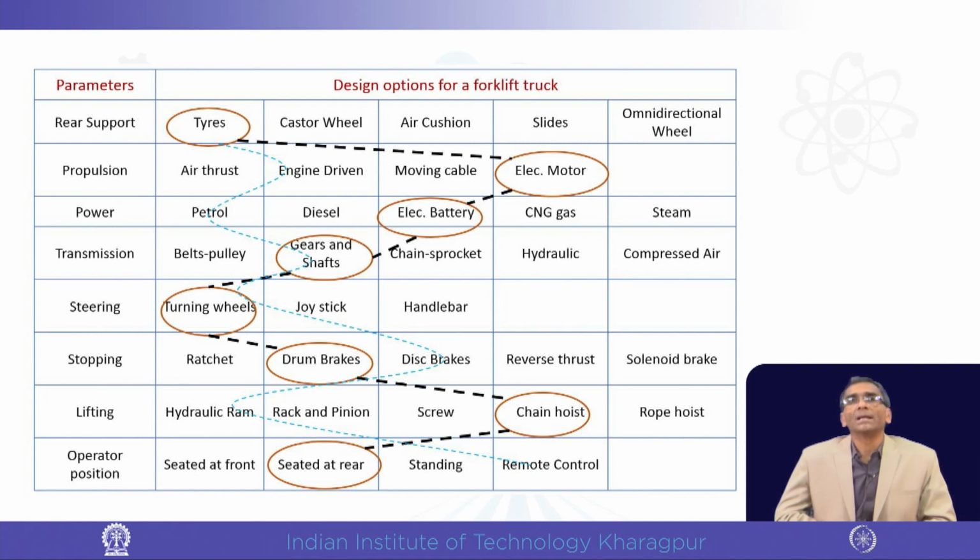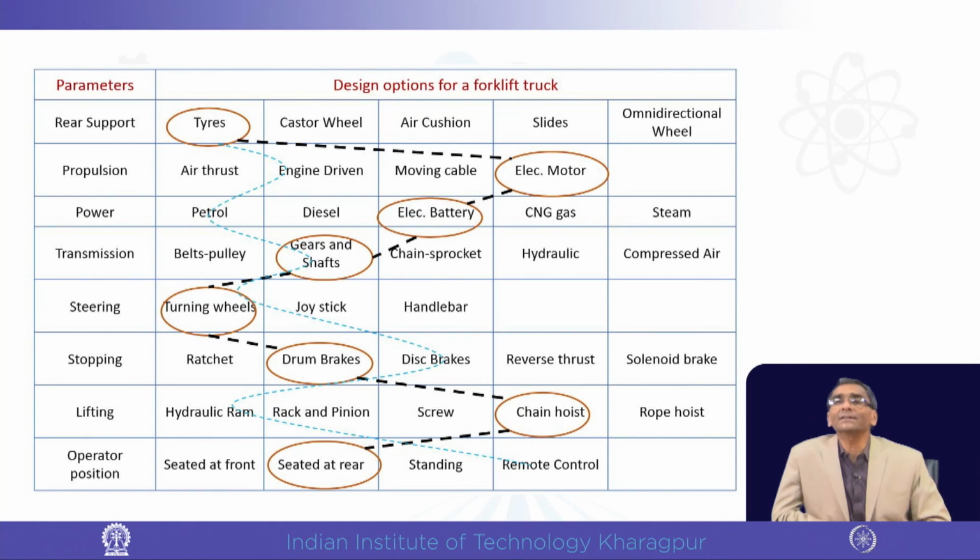So, here as we see, one alternative is that rear support is tire, propulsion is electric motor, power is electric battery, transmission is the gears and shafts, steering is turning wheel, then stopping is drum brake, lifting is chain hoist, and the operator sits at the rear. These are the parameters or sub-functions as we call it. So, these are the means and these are the sub-functions or parameters.